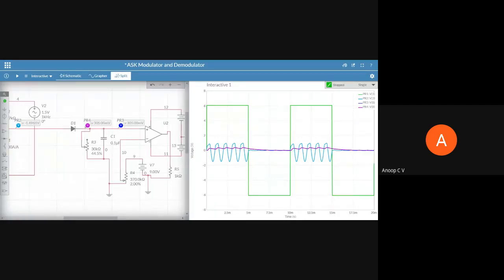What may be the reason? Can anyone tell? Both are the same point. The violet one and the dark blue one are the same node. It's just a connecting wire. Actually, this is a short, right? So these are the same point.